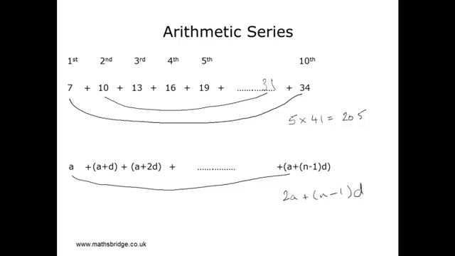And if we have n terms, we have half of n pairs, and therefore we end up with our sum of the first n terms being n over 2, half the number of terms, times 2a plus (n minus 1)d. Again, this is such an important result that it should be committed to memory.